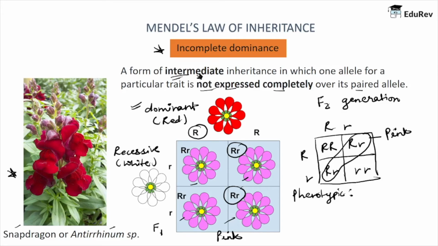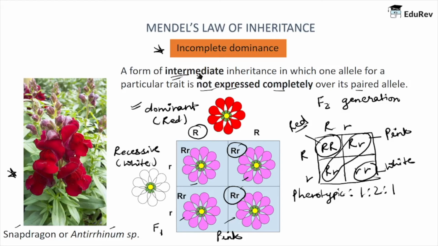Yes or not? You will see it as red. You will see it as red. And you will see it as white. So visibly also you are able to see 3 colors. So one is red color flower, 2 are pink color flower, and 1 is the white colored flower.